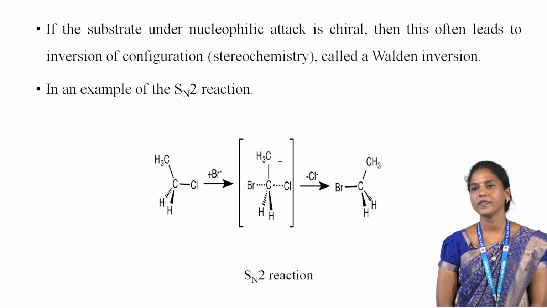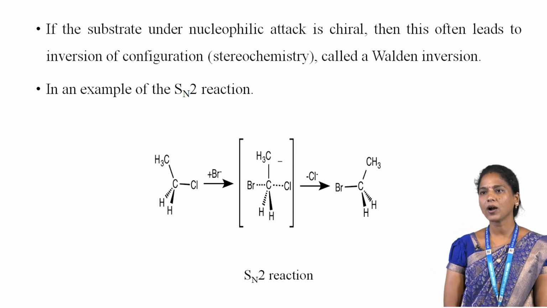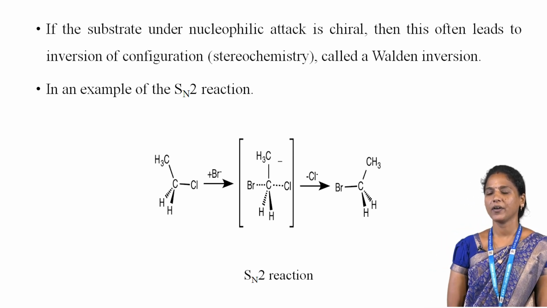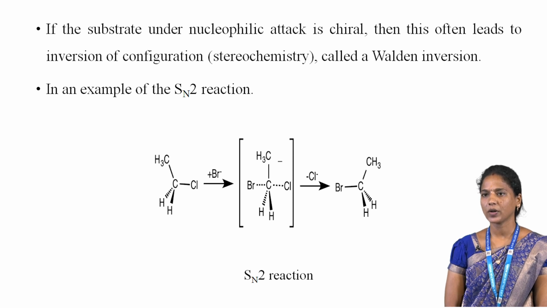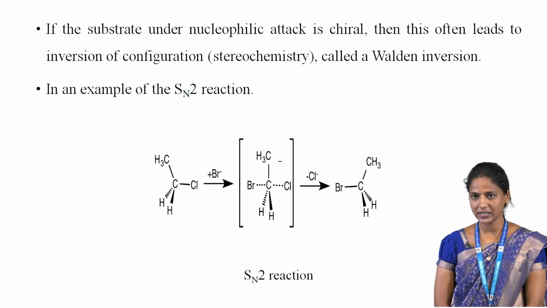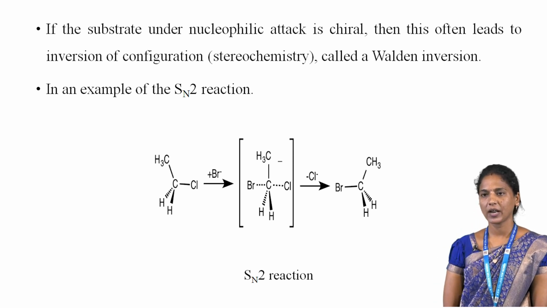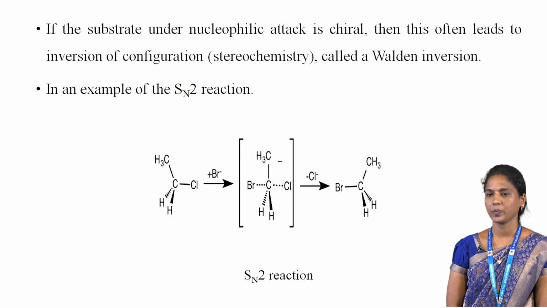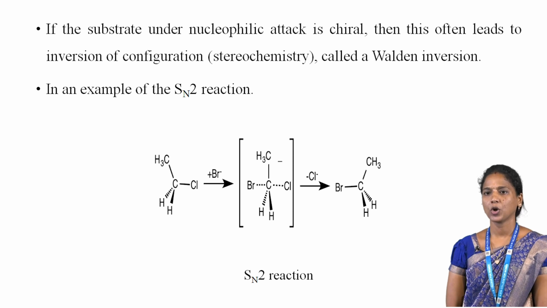In an example of an SN2 reaction, the attack of bromide as the nucleophile on ethyl chloride, the electrophile, results in ethyl bromide with the chloride ejected as the leaving group. This structure is the SN2 reaction of chloroethane and bromide ion.